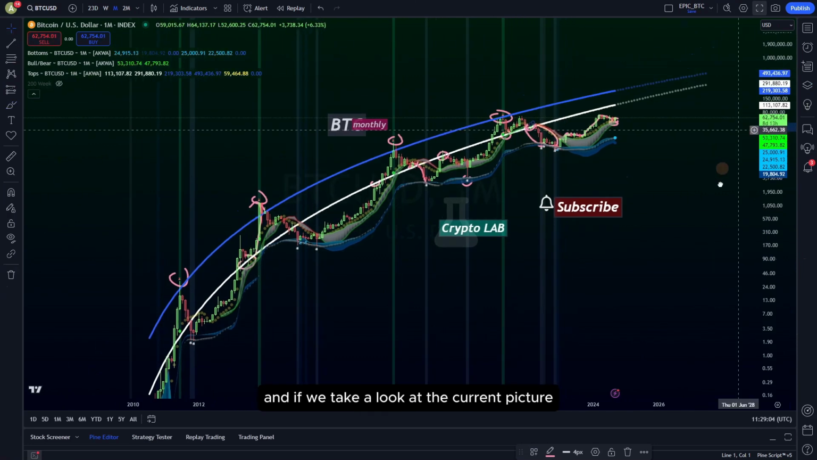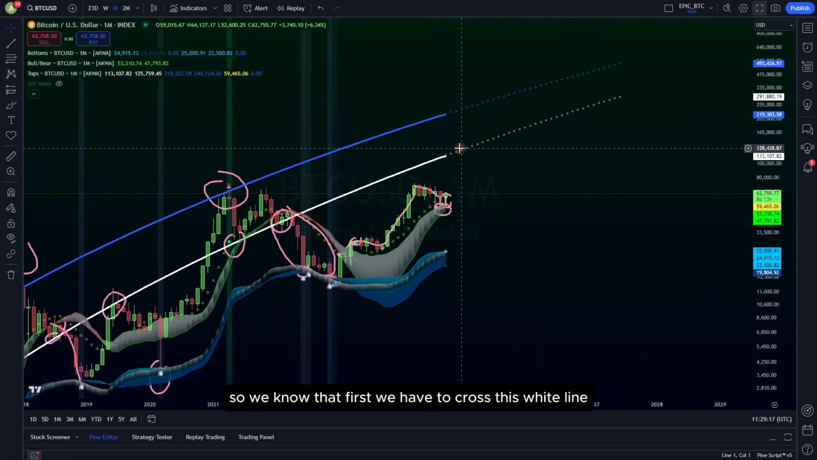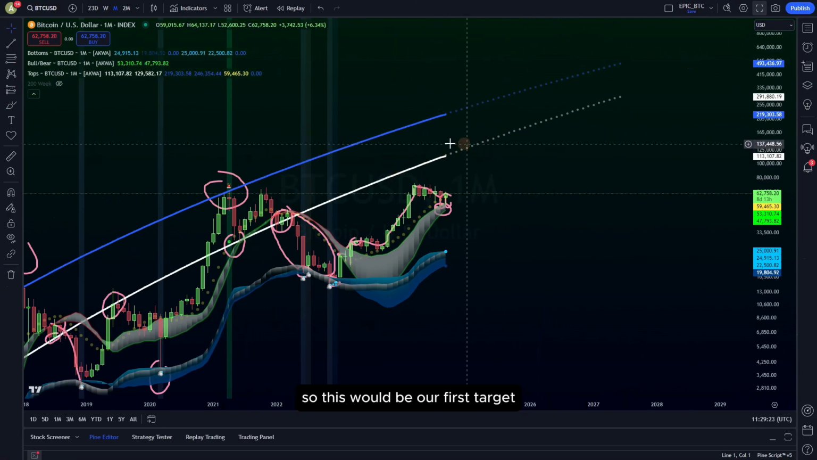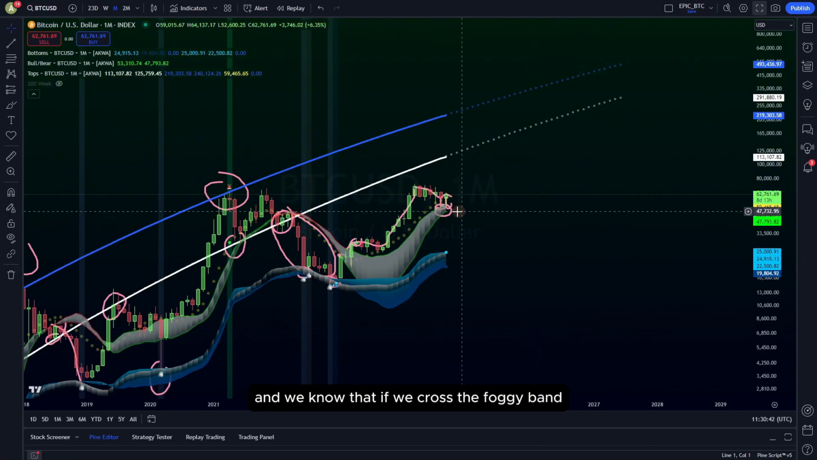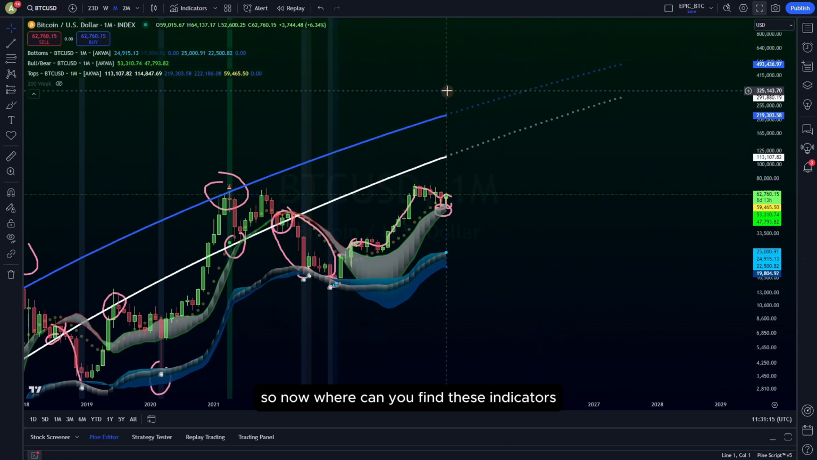And if we take a look at the current picture, expecting Bitcoin to reach the blue line would be very, very bullish. So we know that first we have to cross this white line. So this would be our first target. And we know that if we cross the foggy band, the ocean wave and the rocky path are waiting for us. So now where can you find these indicators?